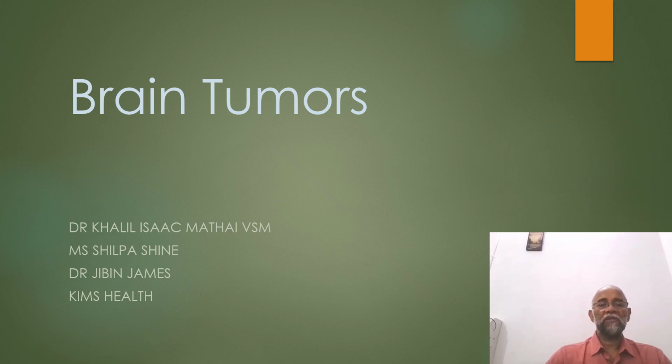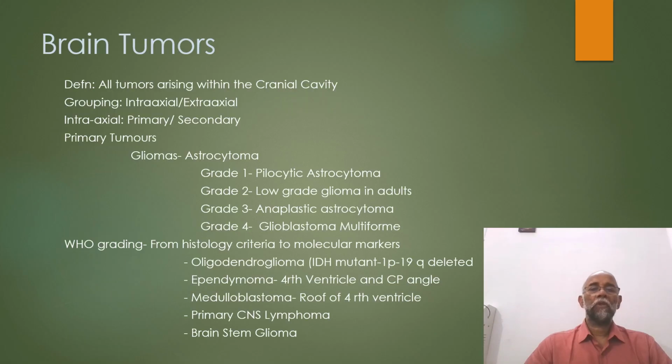This lecture provides an overview of brain tumors. All tumors arising within the cranial cavity are called brain tumors. It is convenient to group brain tumors into intraaxial tumors, which are within the substance of the brain, and extraaxial tumors, which are within the cranial cavity but outside the substance of the brain. Intraaxial tumors may be primary or secondary.